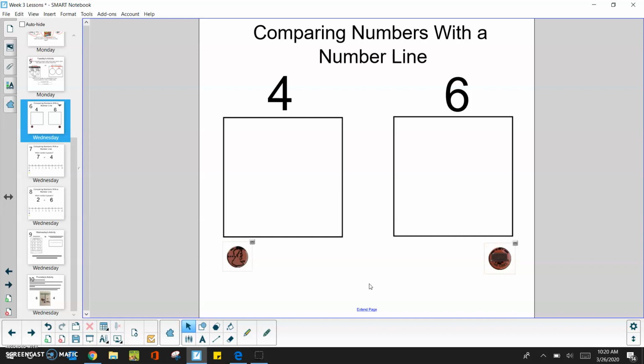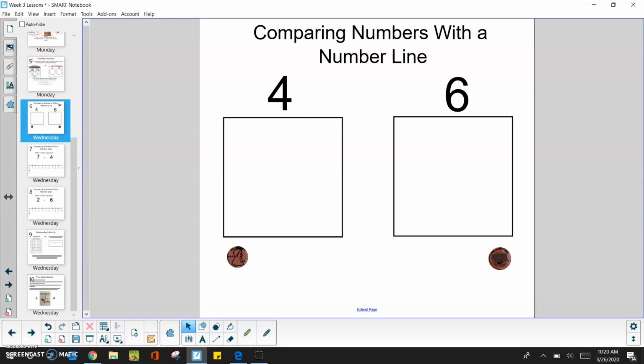So I figured we would start with a warm-up today that's going to look very similar to some of the problems we did on Monday. So we have the numbers 4 and 6, and we want to determine which number is greater and which number is less. So let's think about it in our head before we move any manipulatives.